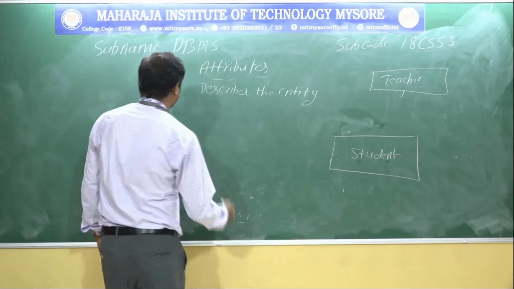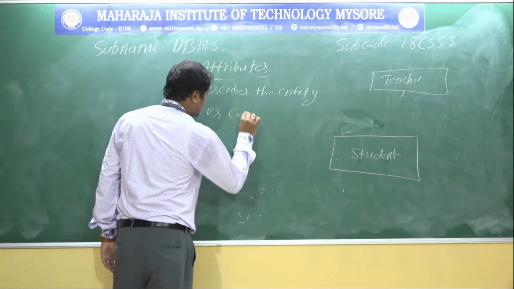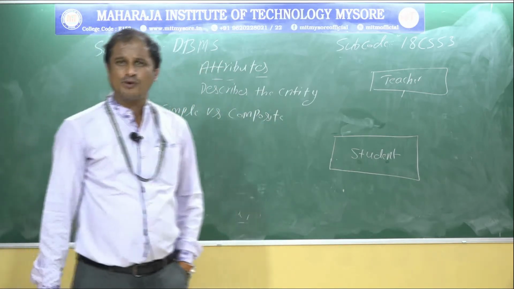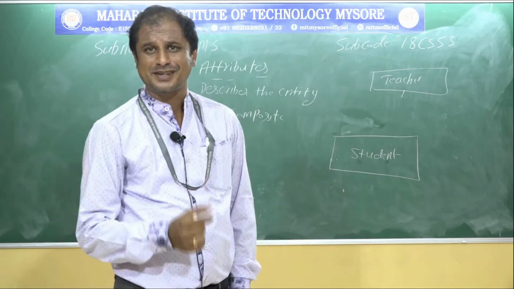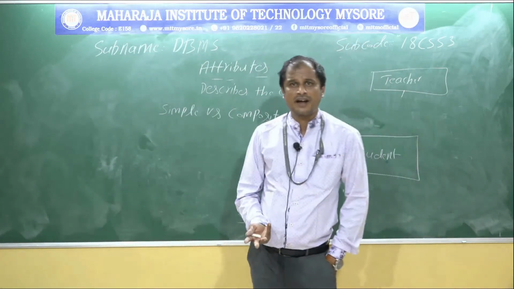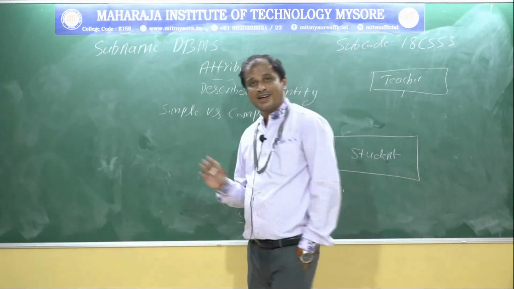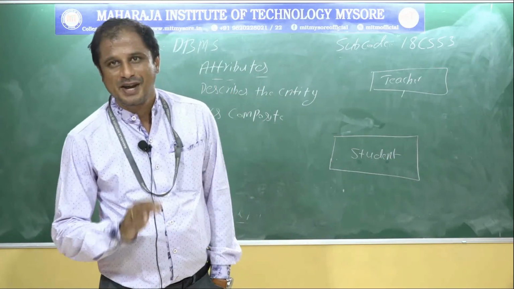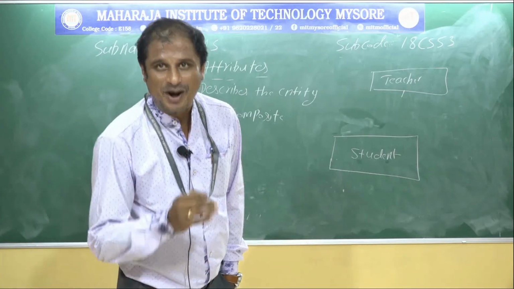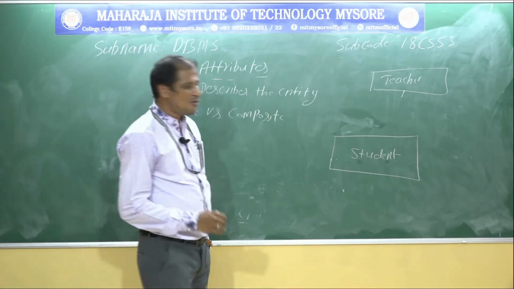The first type is simple versus composite. Simple attribute means the attribute which cannot be divided further. The attribute which cannot be divided further is called a simple attribute. If I say composite, the attribute which can be divided further is called a composite attribute.